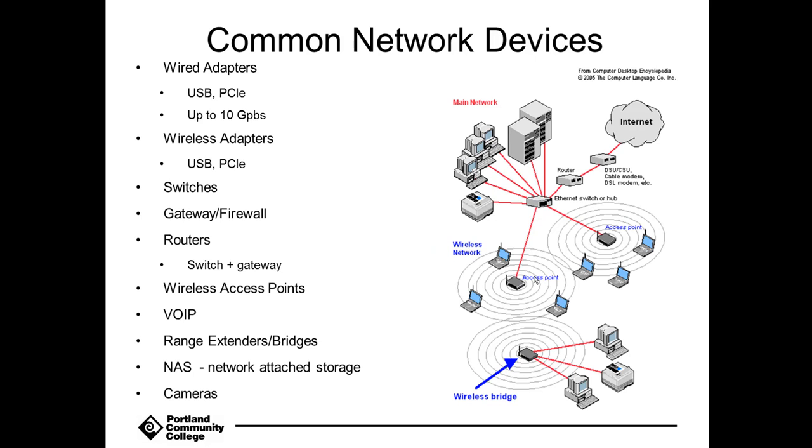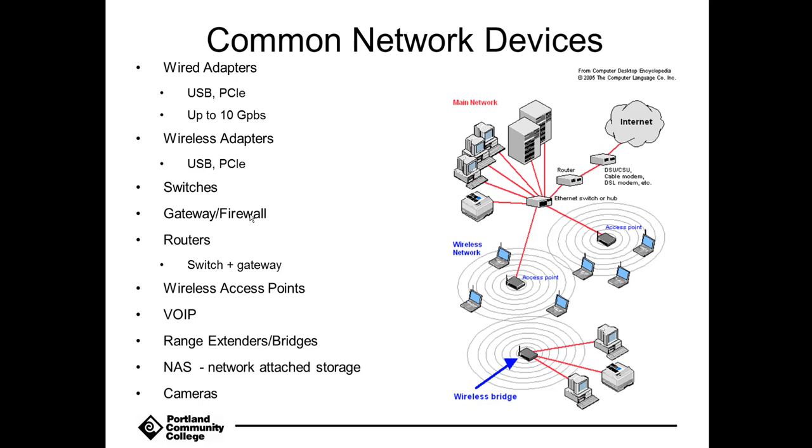Other kinds of common network devices, basically I'm just throwing a lot of names at you, but we have wired adapters, and the adapter or network interface card could be PCI, could be PCI Express, could be USB. Sometimes, if it's on the motherboard, you really don't care what interface it's using, although it's using a form of PCIe. Wireless adapters, Wi-Fi. Again, any number of connections, often USB or PCI Express. Switches we talked about. Gateway firewall.